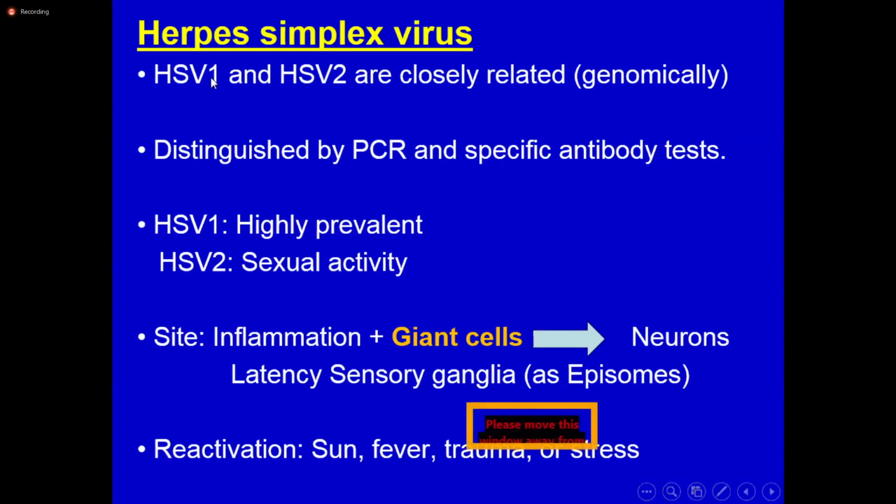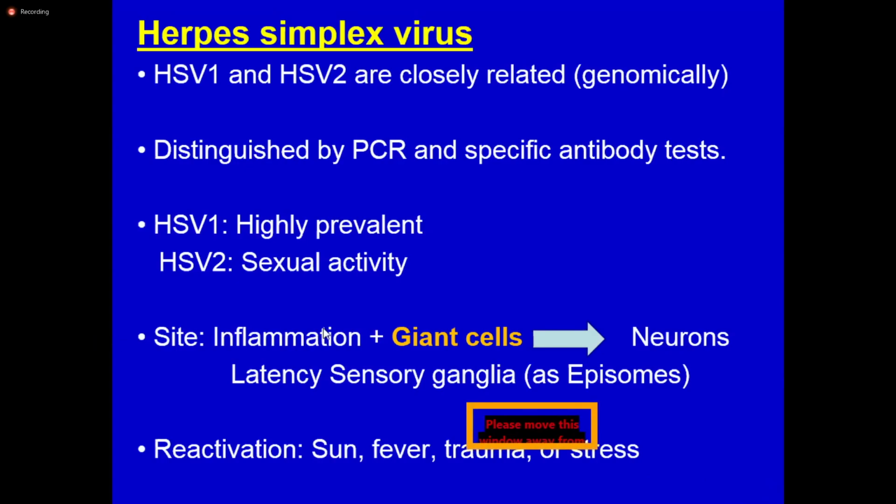Herpes simplex type 1 and type 2 are quite related genomically, from the gene point of view. How do we differentiate between them? We can differentiate between them by PCR, and also by specific antibody tests, with an antibody against each one. Herpes simplex type 1 is highly prevalent, very commonly present in the community, and you will see. Herpes 2 is sexually transmitted, and we said that.